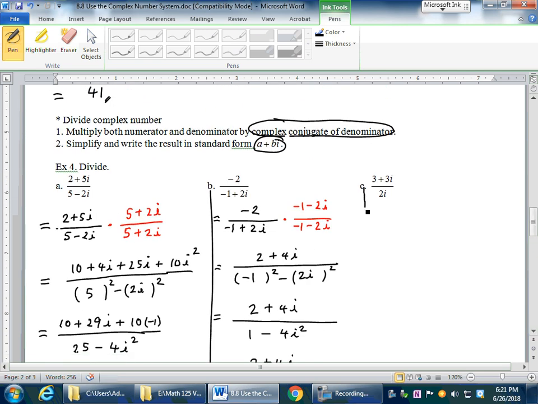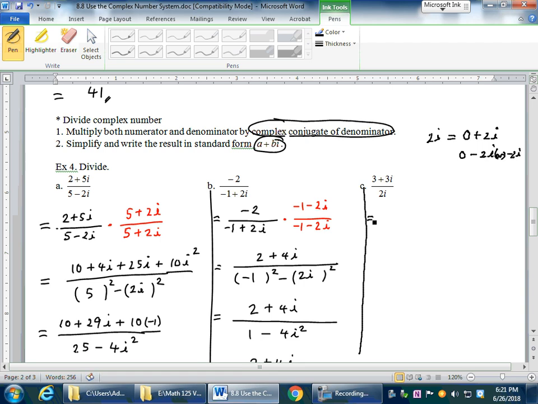Last example. So for this one, 2i, you can look at this as a complex number. My real part is 0 plus 2i. So the complex conjugate for this will become 0 minus 2i, or you can just say -2i.